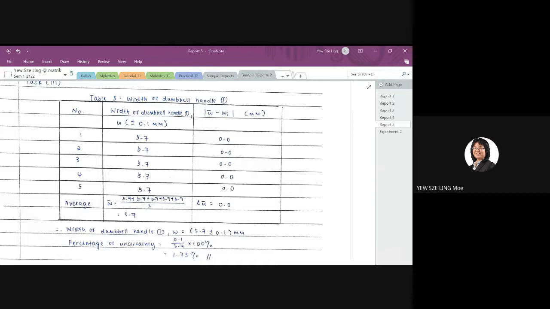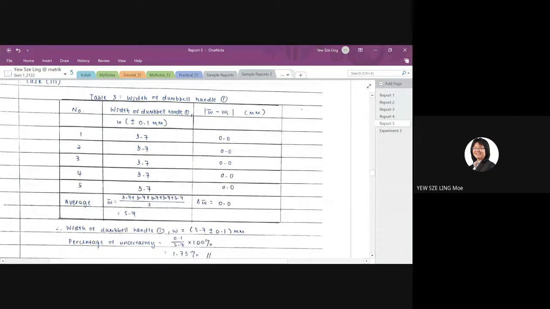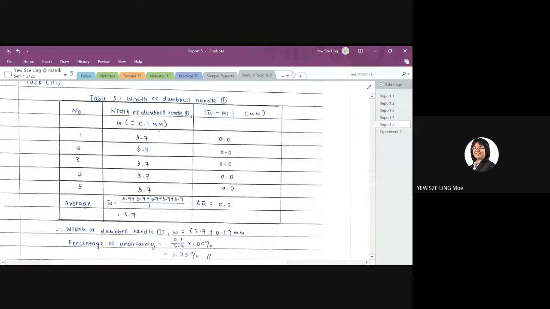Shahira, what is the apparatus that you use to measure the dumbbell handle and whether this table is correct or not? Vernier caliper. Okay, vernier caliper. So is the table correct? Yes. All right, good. So vernier caliper come with uncertainty plus minus 0.1 mm.